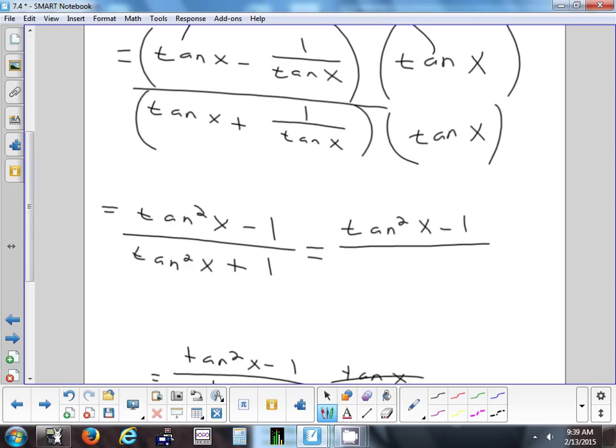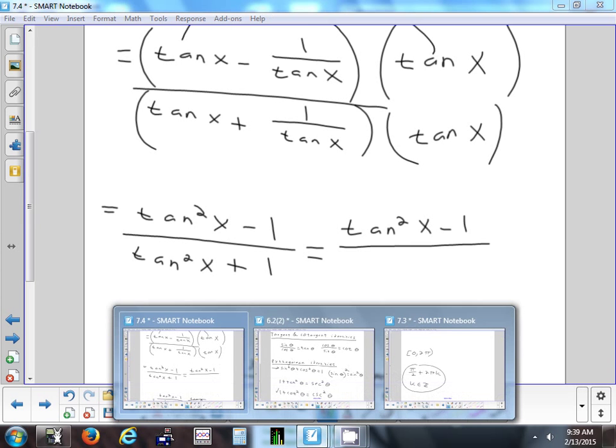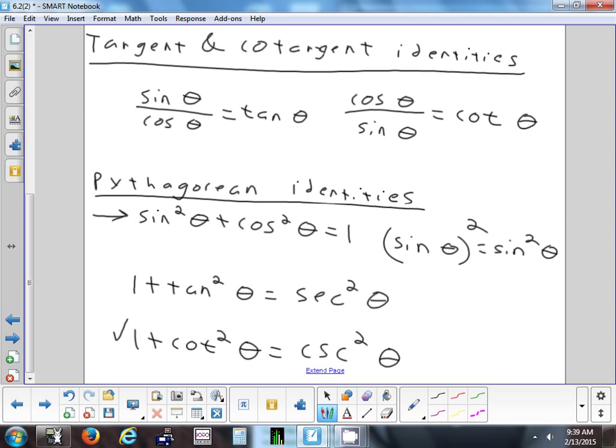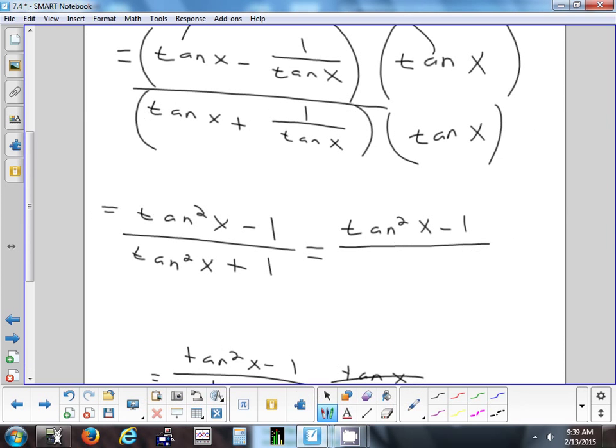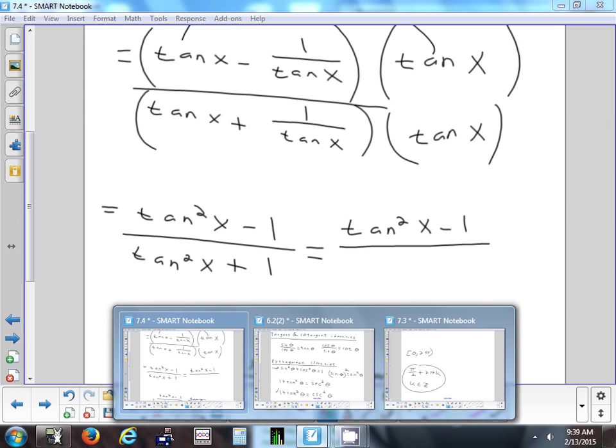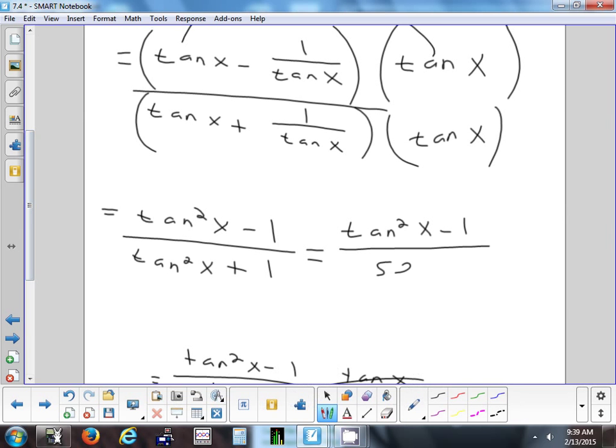So the question is, this is secant squared. Why? How? Well, isn't it a trig identity? Yeah, it's a Pythagorean identity. 1 plus tangent squared equals secant squared. Okay, and that's exactly what we have here. Just a commutative property, switch the 1 and the tangent squared. So that's Pythagorean identity number, on your sheet, it was number 2. So we get secant squared.